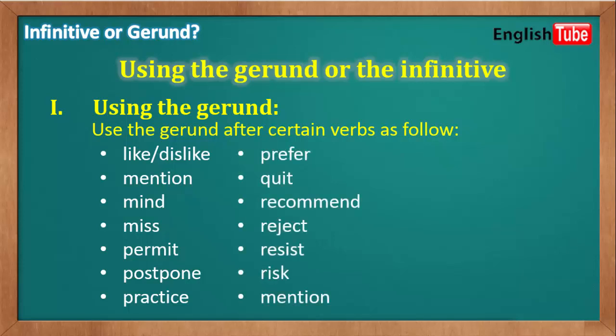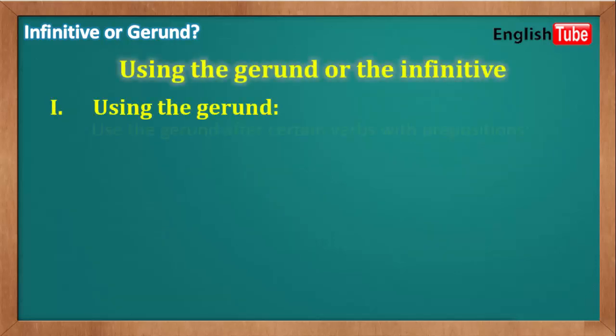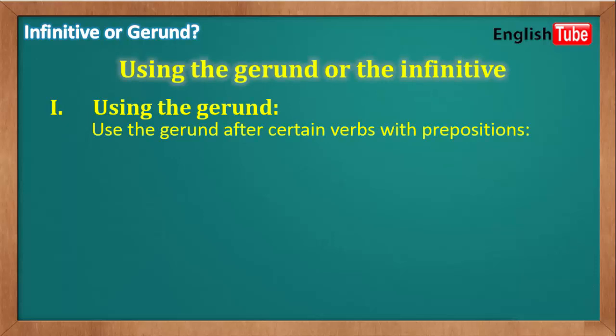And then you got here again more words, okay? You can find the verbs prefer, quit, recommend, reject, resist, risk, mention, miss, start, stop, suggest, understand, and so on, right? So those are the verbs that you have to use with words that require using the gerund.